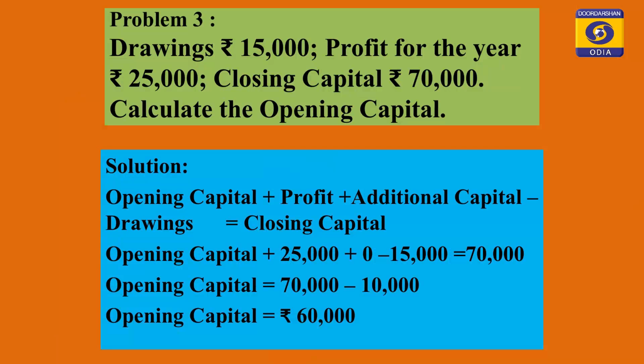And let's take a look at this problem. Drawings is rupees 15,000, profit for the year is rupees 25,000, closing stock is rupees 70,000. You are asked to calculate the opening capital. So how do we do that? We will see that opening capital plus profit plus additional capital minus drawings gives us closing capital. So how do we find out this? Opening capital plus 25,000 plus additional capital, we have not been given any information, minus 15,000 is equal to 70,000, and opening capital is equal to 70,000 minus 10,000. So that gives us rupees 60,000.